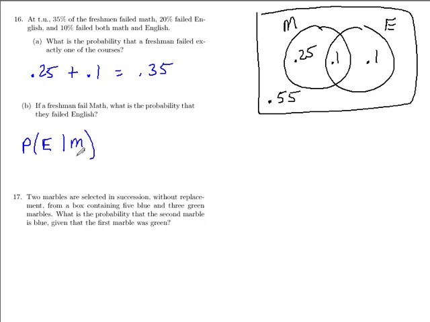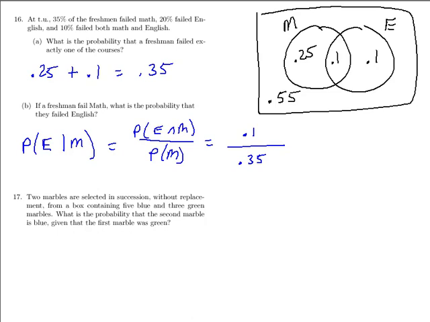So we know they failed math, that's the given. And we want to know what's the probability they failed English. Well, convert this over to regular probability. English intersect math, that's 0.1. Probability of failing math is 0.35, and you can compute that out on the calculator.